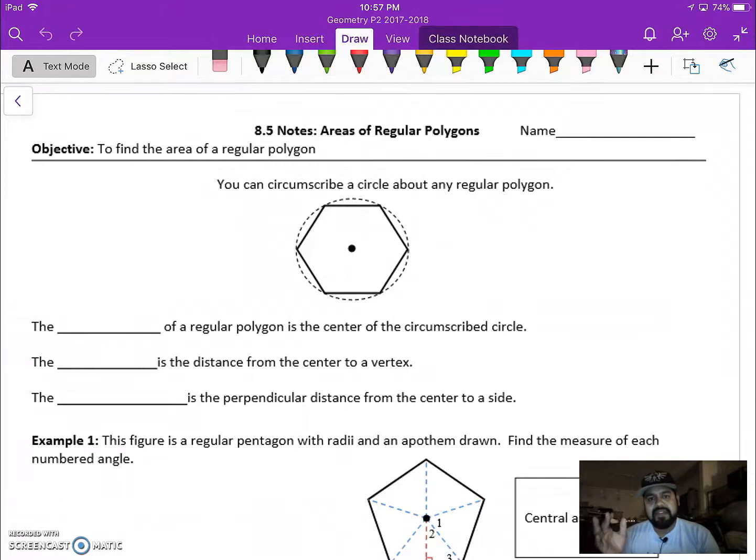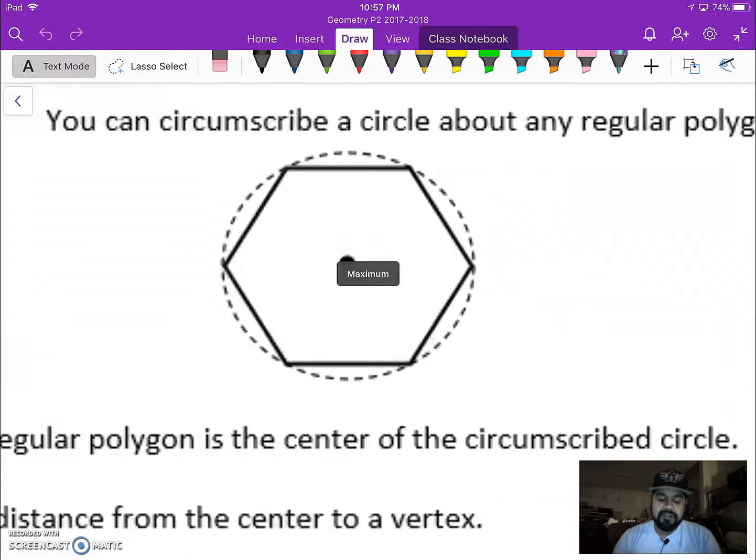We are now on 8.5. We're going to be looking at finding the area of regular polygons. Now, this lesson is technically split into two separate lessons. This first lesson, we're going to be finding the area of regular polygons without trigonometry. Next time, we're going to be doing it with trigonometry. So stay tuned.